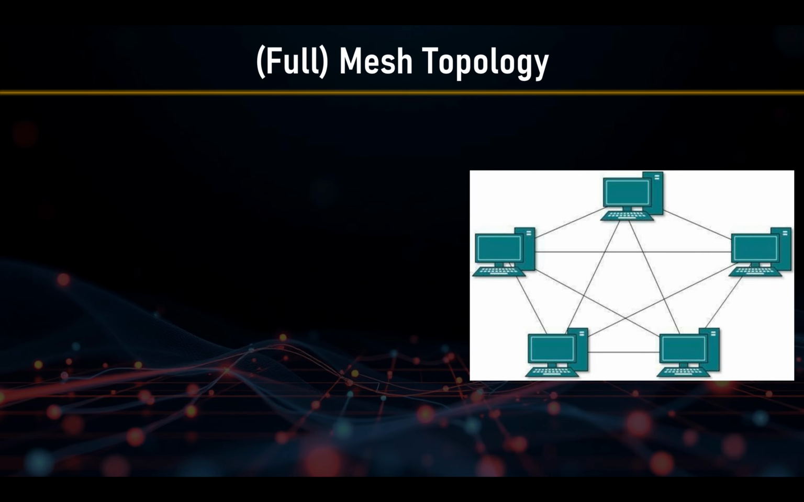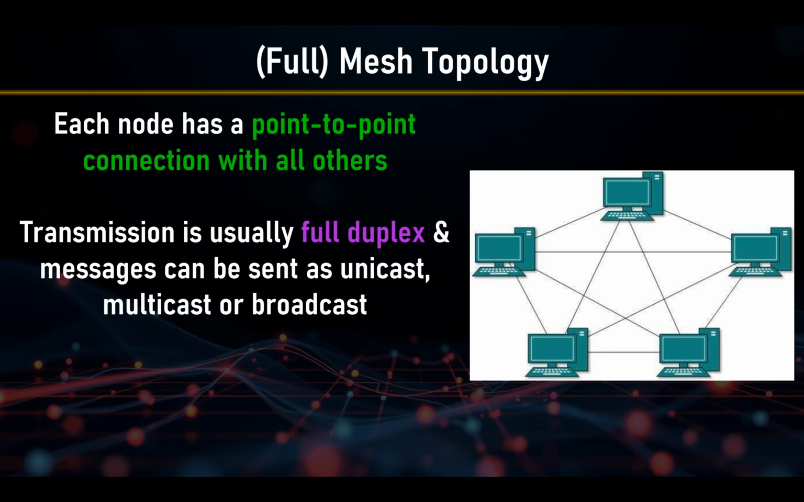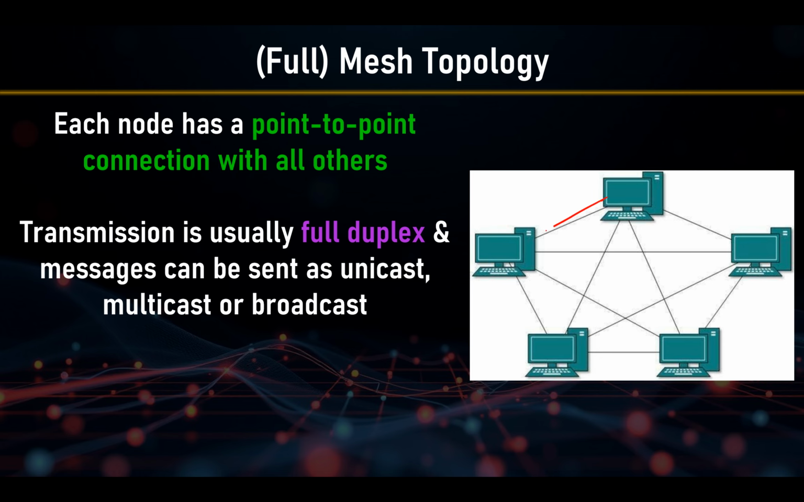Then if we look at the next one, the full mesh topology, each node is going to have its own point-to-point connection with all others, as you can see here. Transmission is usually going to be full duplex, and messages can be sent as unicast, multicast, or broadcast. Let's use a different color, since that orange is a bit hard to see. Let's call this one A, and this one B.